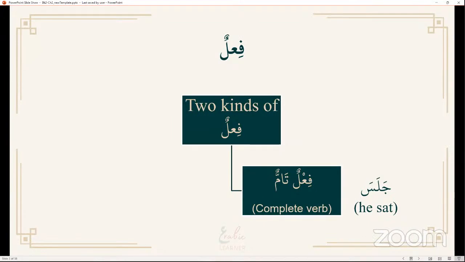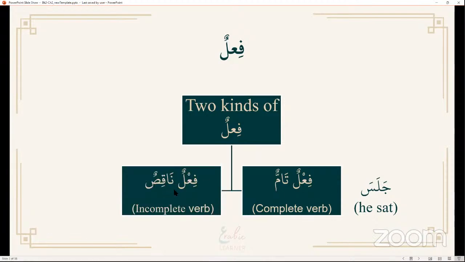A phrase is murakkab and it doesn't complete the meaning. For example, mudaf mudaf ilayh, that's a phrase. It doesn't complete the meaning. Pen of Muhammad, but again, you will expect more. Pen of Muhammad is above the table. Book of Bilal is on the table. That becomes a jumla, right? So a jumla completes the meaning. Fi'l tam completes the meaning. It has meaning in it. Jalasa, he sat.